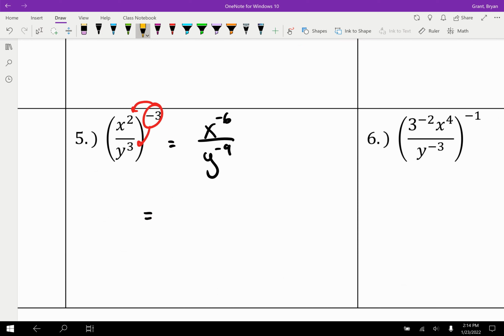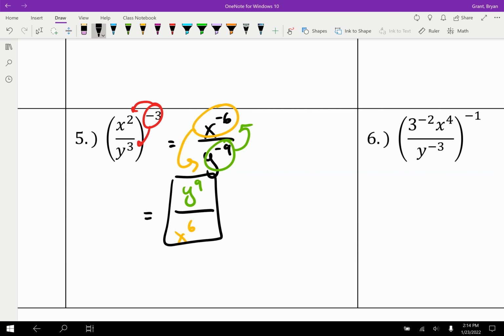To make everything positive, we take wherever the negative exponent is in the numerator and move it to the denominator. Take the negative exponent in the denominator, move it to the numerator. Those become positive, and we end up with our answer. You could also see that this negative would have flipped those to bring the y up and the x down, and then you could have distributed the 3.